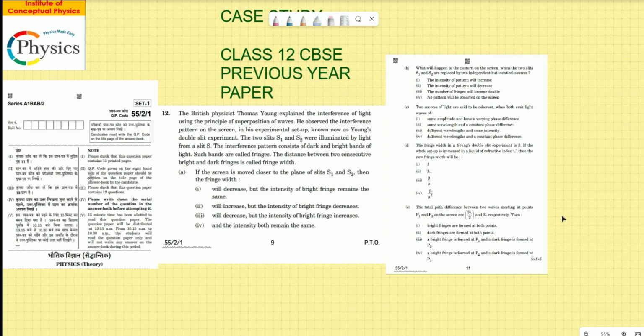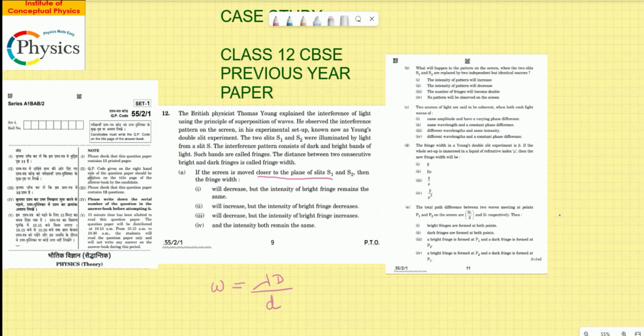So if you talk about the screen moving closer to the slits, right? We remember that the fringe width is given by an expression which is lambda D by d. This is what we studied when we started this chapter early on, when we studied just the width of the fringes. Irrespective of whether it's a dark fringe or a bright fringe, the fringe width has no change, right? It is the same all throughout.